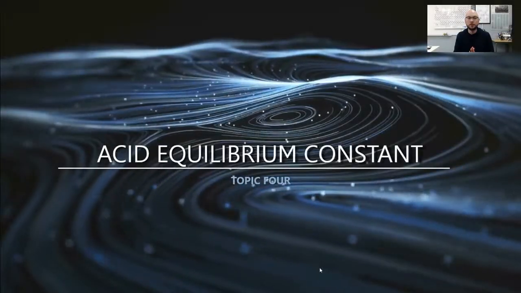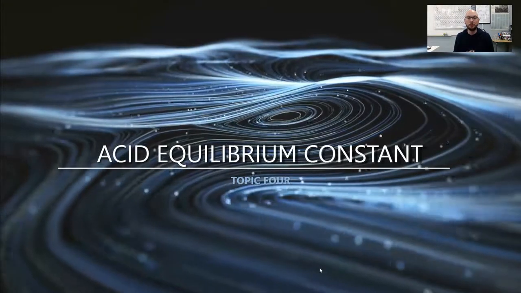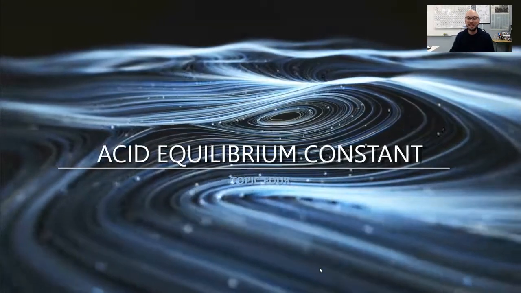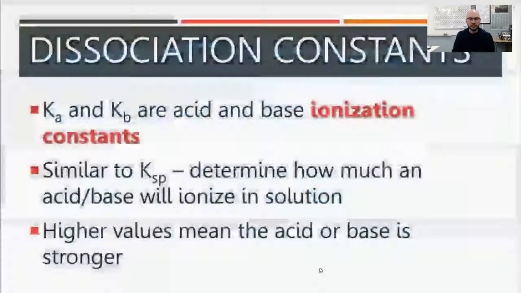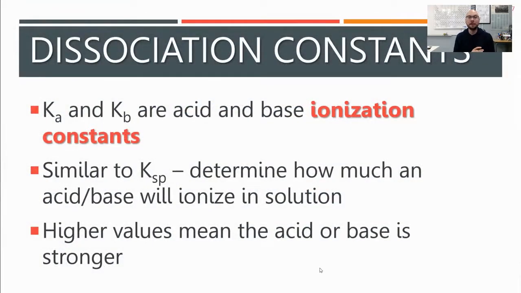Hey, Chem 30, welcome to topic number 4 of unit number 4, where we're going to discuss the acid equilibrium constant. So Ka and Kb are the acid and base ionization constants, respectively, and they're similar to Ksp. They talk about how much will convert from reactants to products, a ratio of that. It's made a little bit more difficult because the reactant in this case will be in the aqueous state, which means that we're going to have a denominator in our Ka and Kb equations where we didn't have that in the Ksp.